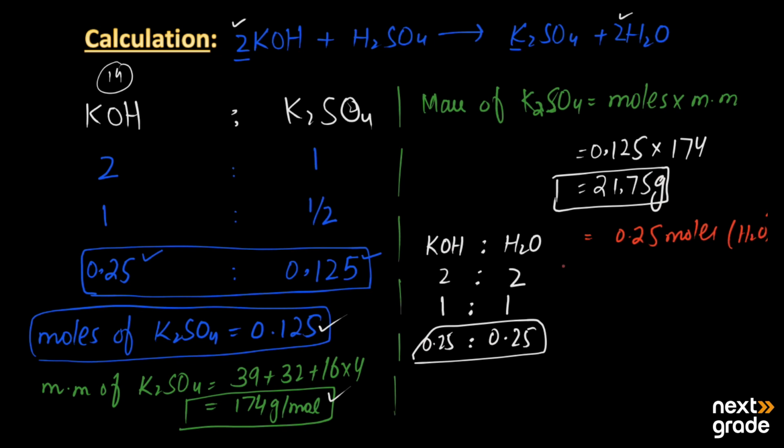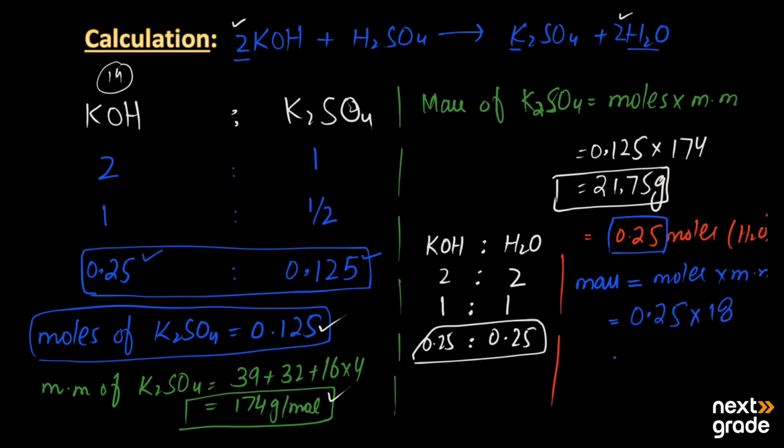Now we will find the mass of water produced, which is equal to moles multiplied by the molar mass of water. The moles we have are 0.25, multiplied by the molar mass of water, which is 18 gram per mole. So the answer is 4.5 grams of water produced in this reaction.